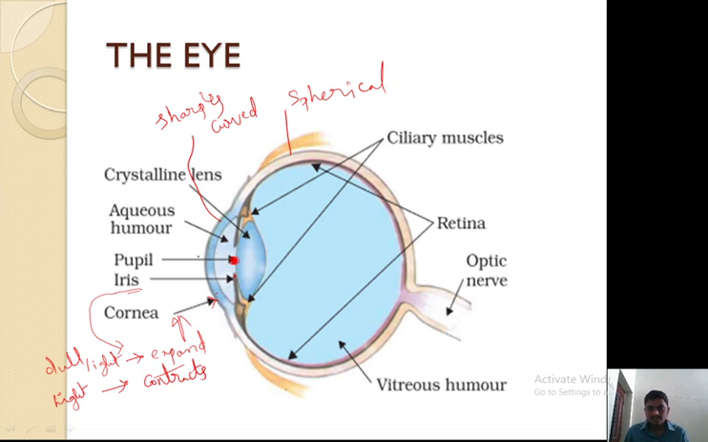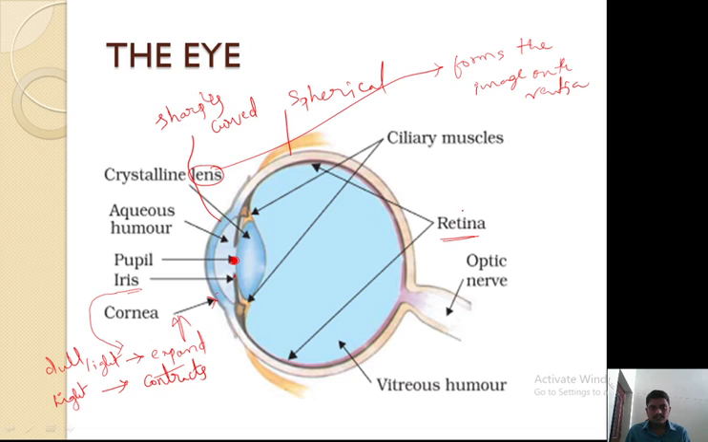Okay, and the next one: through this pupil light falls on the lens. So this is called the eye lens. This eye lens forms the image of any object in front of the eye on the retina. It is used to form the image on the retina. And what about the retina?